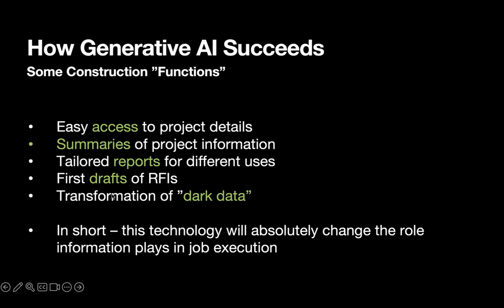I think you're going to see a lot of transformation of dark data, by which I mean unstructured PDFs that have important information in them. Between named entity extraction and some other things we know generative AI can do, you're going to start to see some of that, to the point where a decision might be made: how much do we even want? Similarly, some of the businesses out there that connect data from one point to another might find that's a pretty automatable thing. I have a feeling that's coming. In short, the technology will absolutely change the role information plays in job execution.